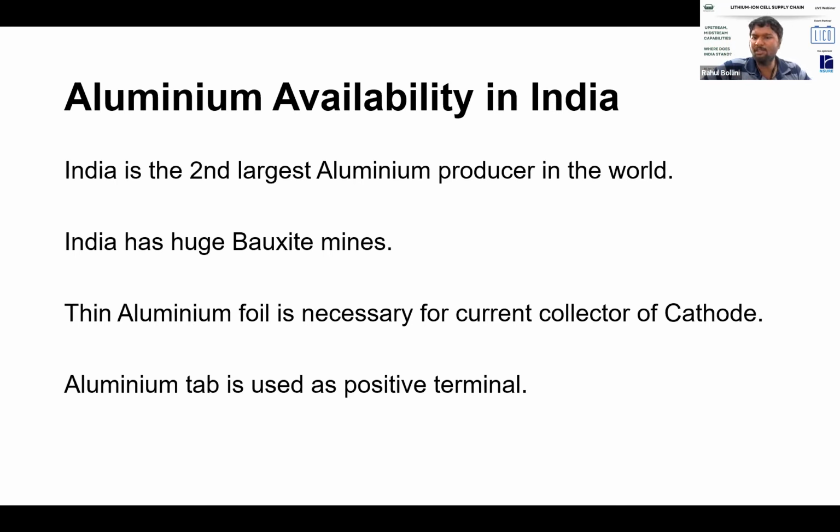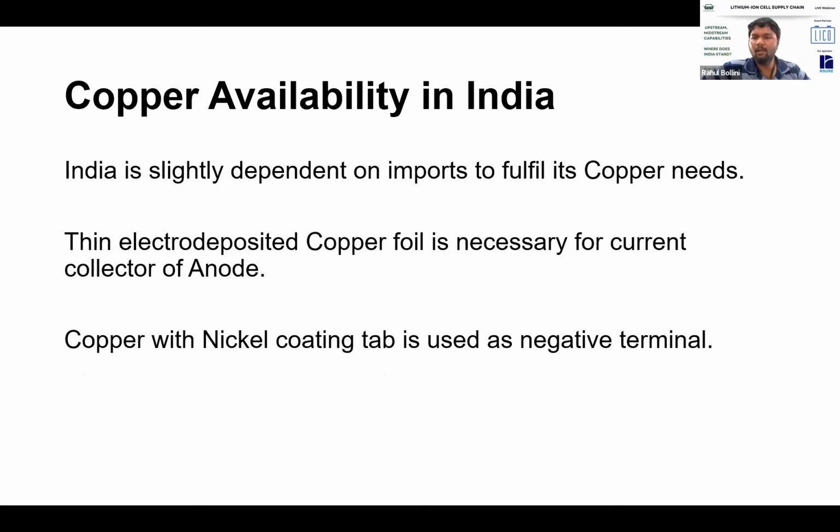And aluminum tab is used as a positive terminal, which is pretty much thicker than that. So that should not be a problem. That is 100 microns or higher. Yeah. Copper availability in India. So copper, there was a time when India was self-sufficient, and then because of the growing demands, it went slightly below, and then we had to start importing.